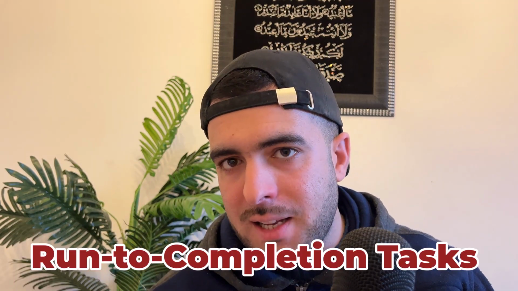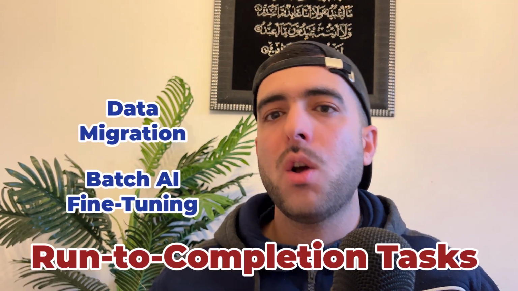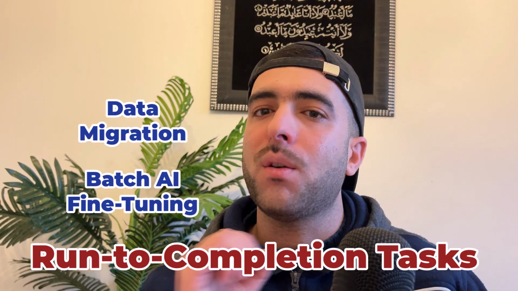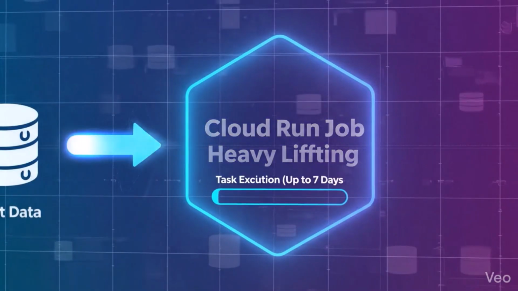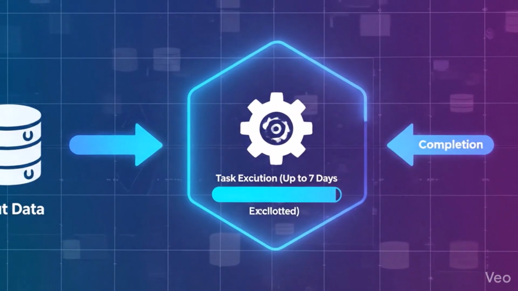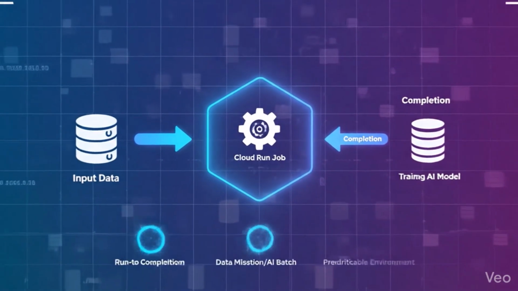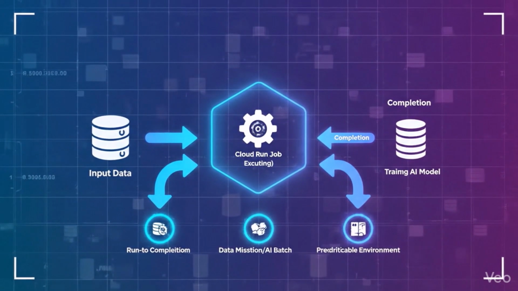And jobs are for run-to-completion tasks like data migration or batch AI fine-tuning. A job can run for up to 24 hours, or even 7 days for non-GPU tasks, and this provides a much more predictable environment for heavy lifting than a standard web service.